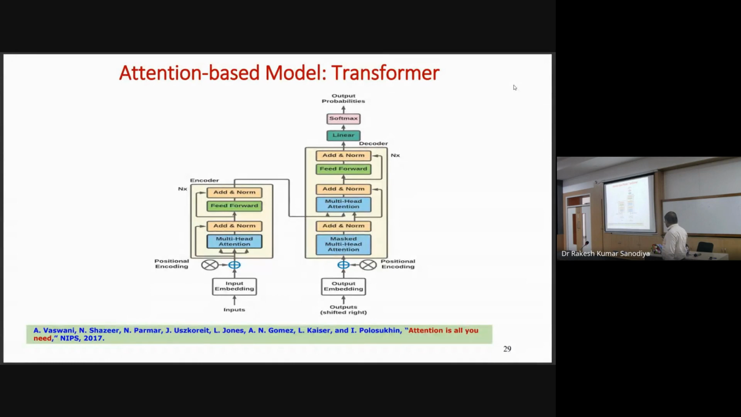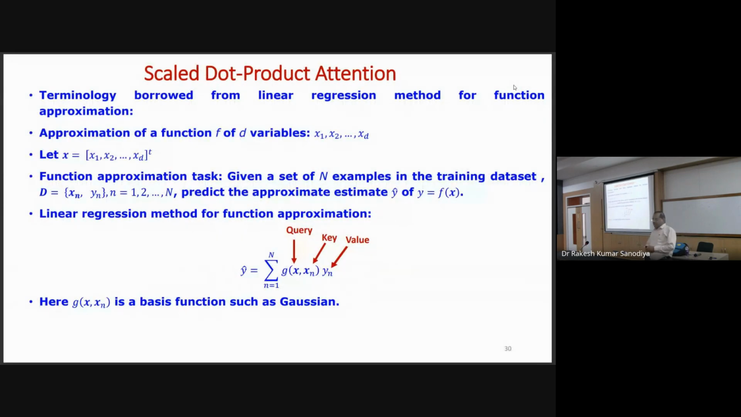Now we'll go into the details of these transformer models. I understand that there are going to be very detailed sessions on these transformer models. I'll give you some kind of a summary of the principles of this transformer. These attention models use what is known as scaled dot product attention, and the terminology for scaled dot product attention is actually borrowed from the linear regression methods that have been used for function approximation. Let's say I have some examples, xn, and the desired outputs, yn.